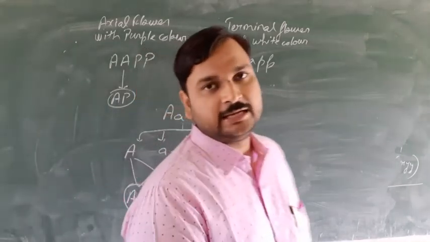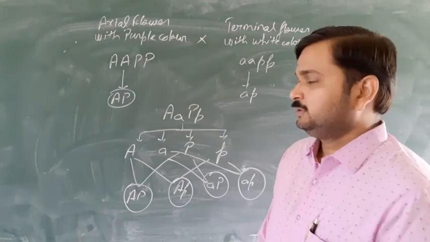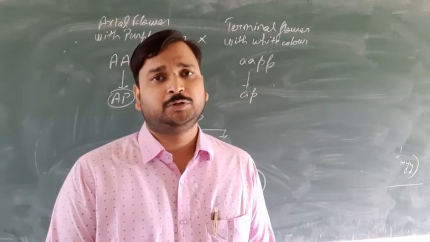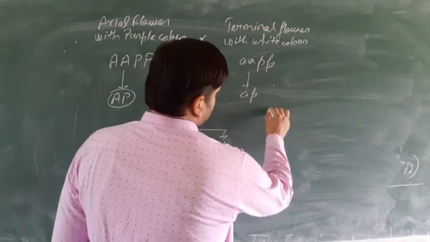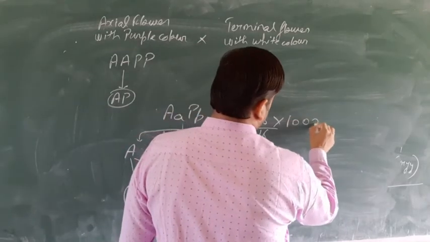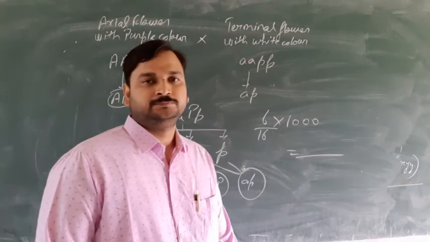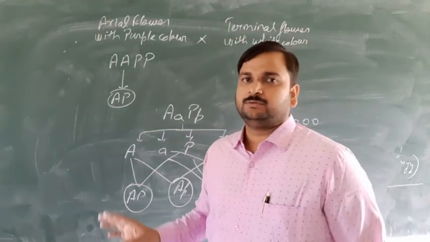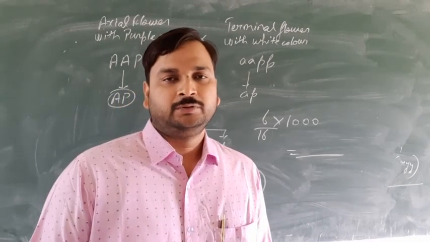Then the third question they are asking, in a population of 1000 plants, how many of them are hybrids? You know that yesterday I told you 6 out of 16 were hybrids because they were having the characters of both the plants. So here 6 out of 16, out of how many plants? 1000. Whatever value you get, this will be your answer. Like this, a question can be asked in the board examination. Okay, so now I am finishing here till dihybrid cross. Okay, thank you.